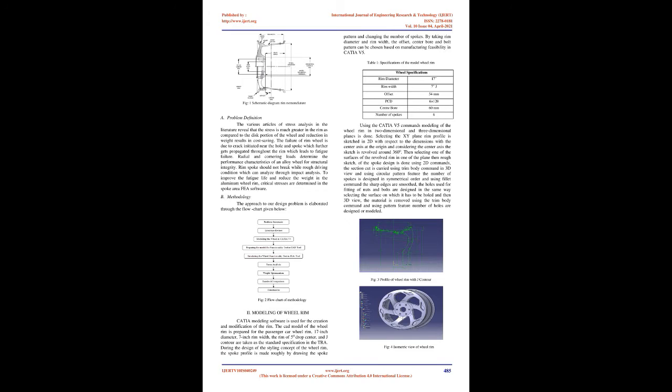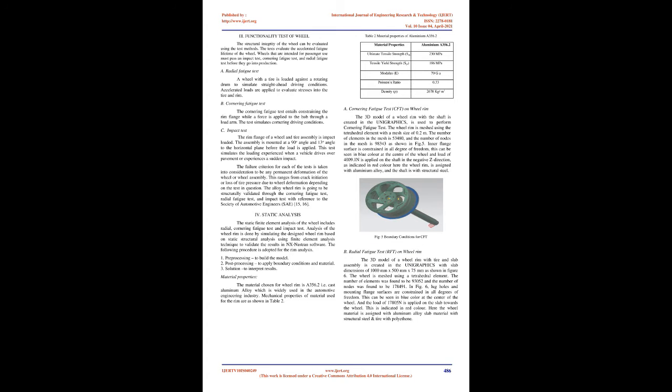2. Modeling of wheel rim. CATIA modeling software is used for the creation and modification of the rim. The CAD model of the wheel rim is prepared for a passenger car wheel rim, 17-inch diameter, 7-inch rim width. The rim of 50 drop center and J contour are taken as the standard specification in the TRA. During the design of the styling concept of the wheel rim, the spoke profile is made roughly by drawing the spoke pattern and changing the number of spokes.